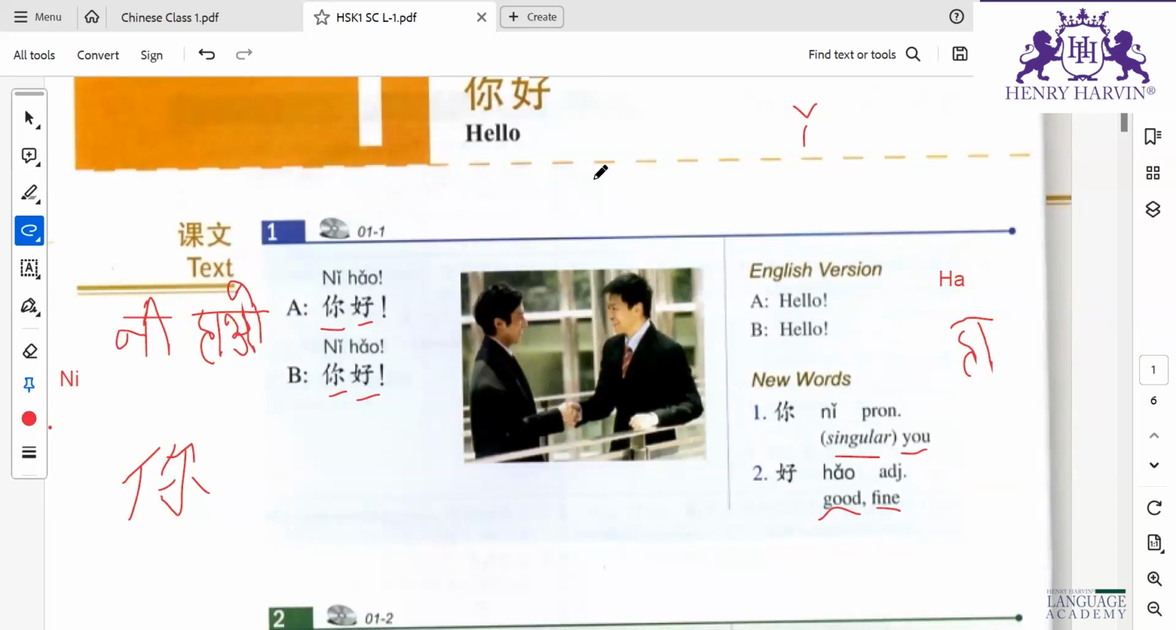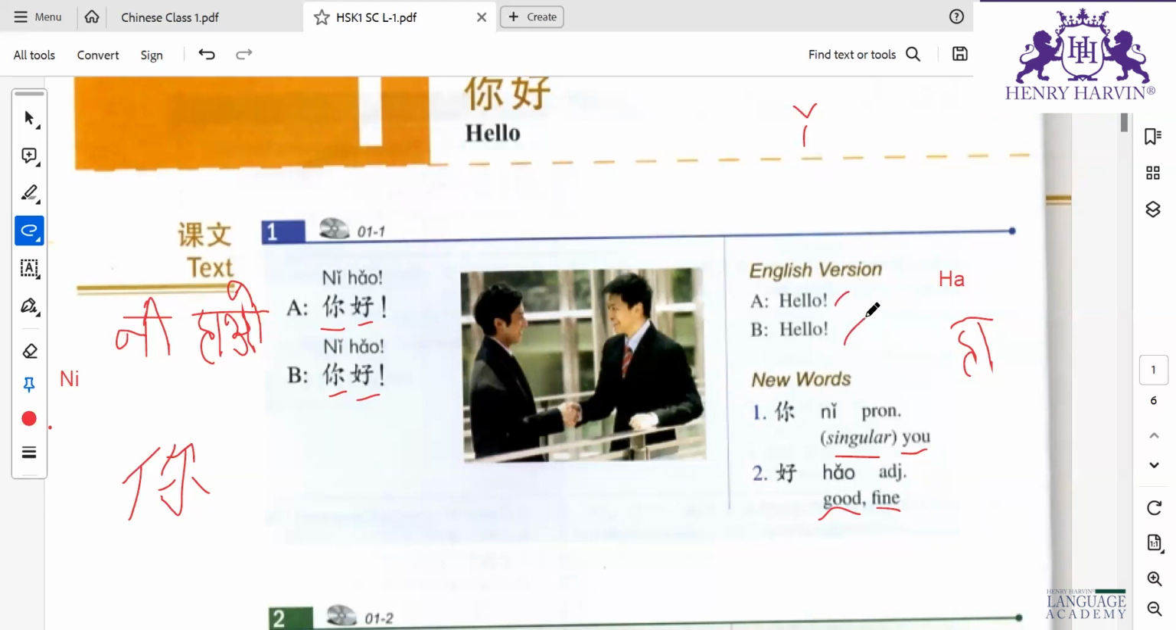Just start reading. Ashwin, you can become A, and Jitesh, you can become B. Okay, read the lesson. Start, Ashwin. Ni hao. Ni hao. Now just tell me the meaning of what you are speaking. What is meant by ni hao, Ashwin? Hello. Right. Jitesh, what is meant by ni hao? Ni hao is hello.